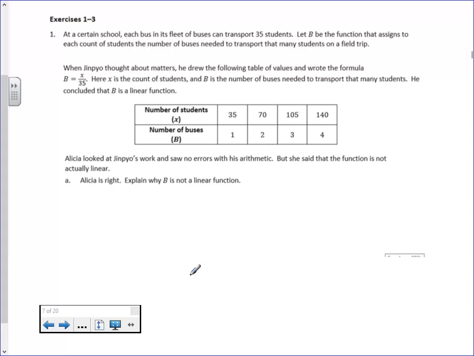And Alicia says your math is right. A bus could hold 35 people, but it doesn't have to have 35 people on it. You could have one person who's going to school, and you still have to have one bus. So this guy made the wrong table for this because he left out a ton of information. Just because a bus can hold 35 people doesn't mean it's going to hold 35 people, okay? So Alicia is right.